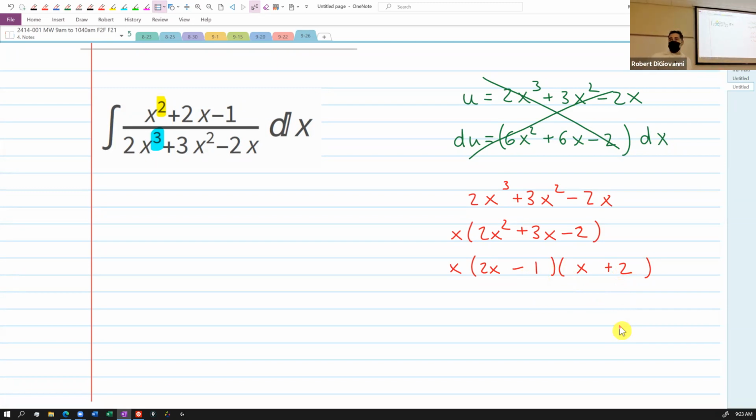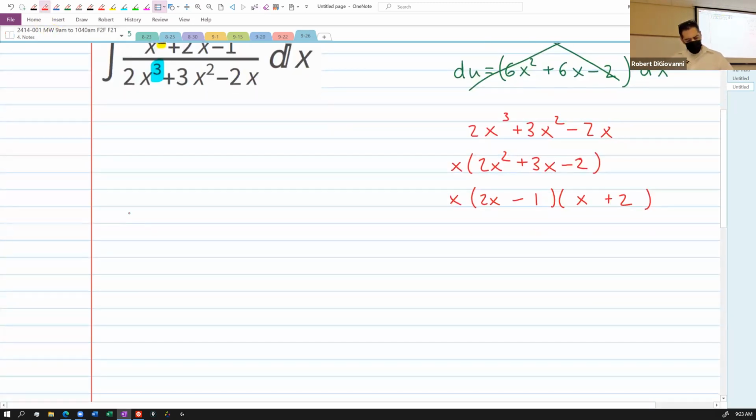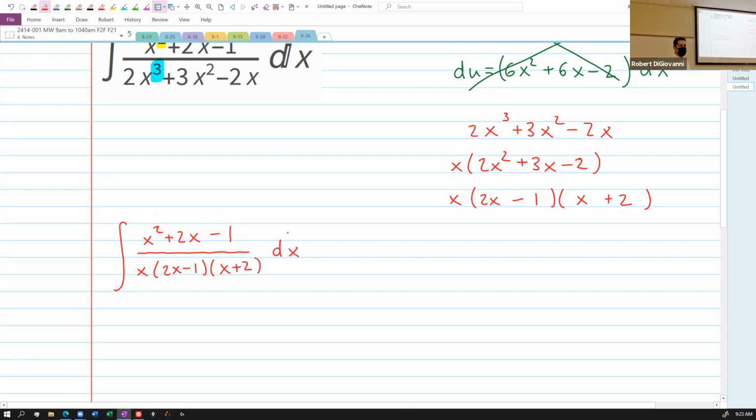Okay, we good? So now I'm going to rewrite the integral. I'm going to scroll down here a little bit. I've got the integral of x squared plus 2x plus 1 over... minus 1. Thank you for catching that. That would have been a disaster later. And then we have on the bottom x, and then 2x minus 1, and then x plus 2, dx. Okay, so that is the first step for the partial fractions, right?